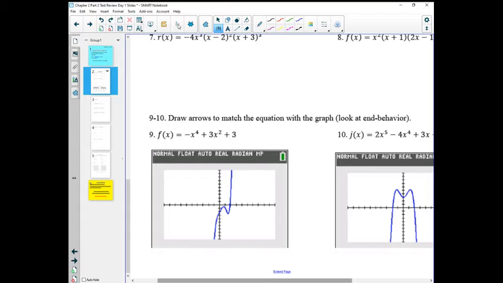On questions 9 through 10, our directions say draw arrows to match the equation with the graph. And I gave you a hint here to look at the graph's end behavior. This does come from section 2.2a as well. To tell a function's end behavior, we need to check the degree and the leading coefficient. On question 9, the degree, the highest exponent, is 4, which means that it is even, because 4 is an even number. And the leading coefficient in the front is negative.